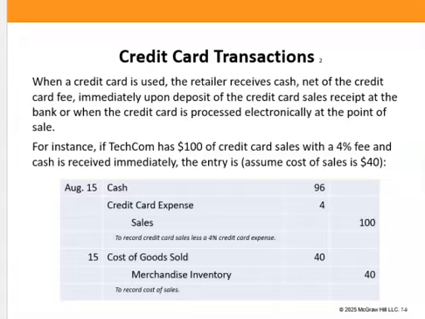So as you can see here, say I purchased something from a company for $100 and I gave them my credit card. The credit card company might only give them $96, but the company has to record the fee that the credit card company is charging them. So then it would go to credit card expense or credit card fee expense, as you can see here up at the top.